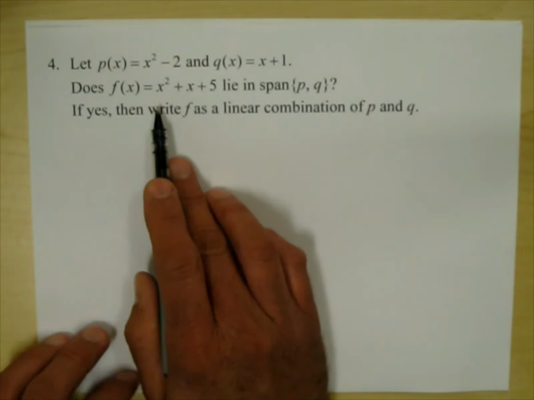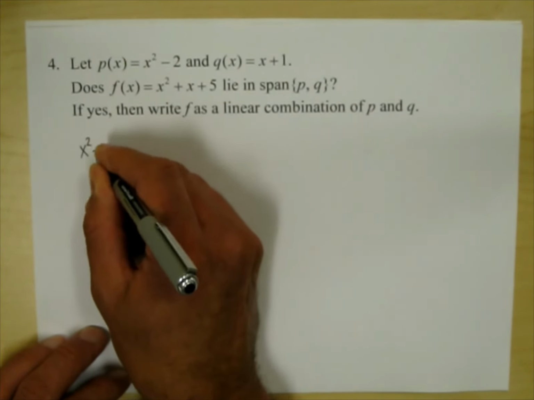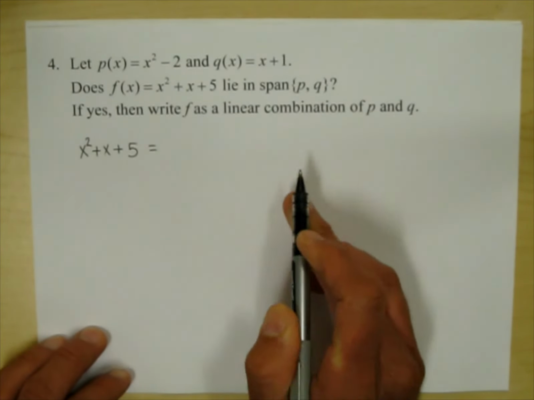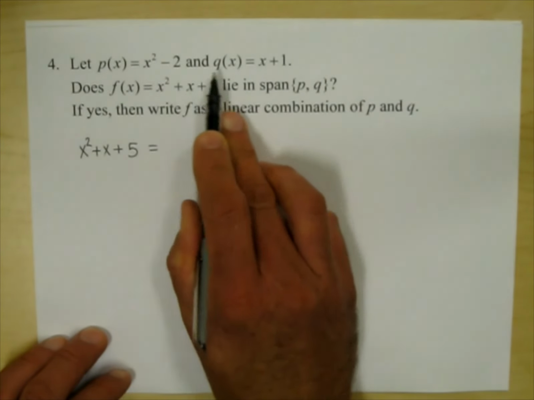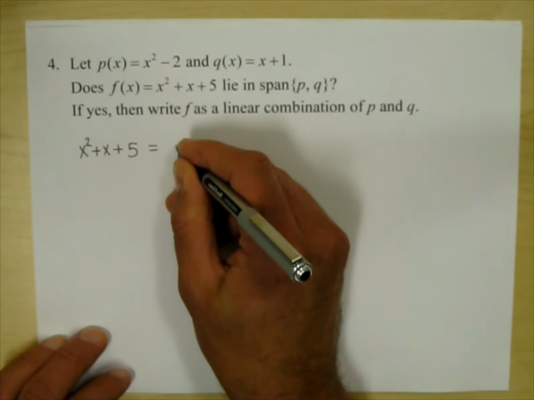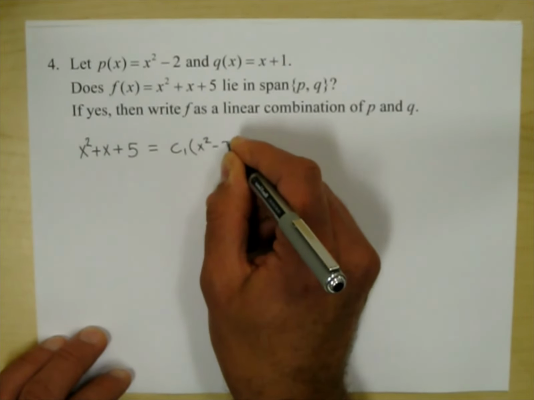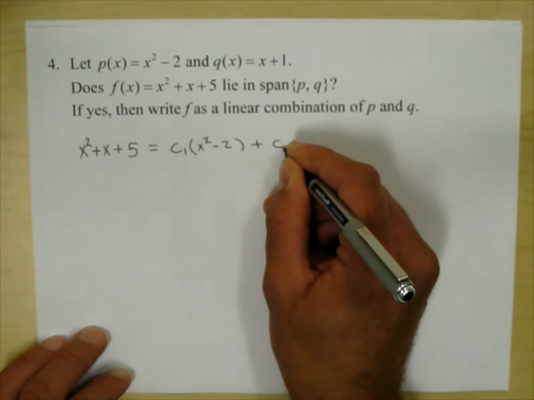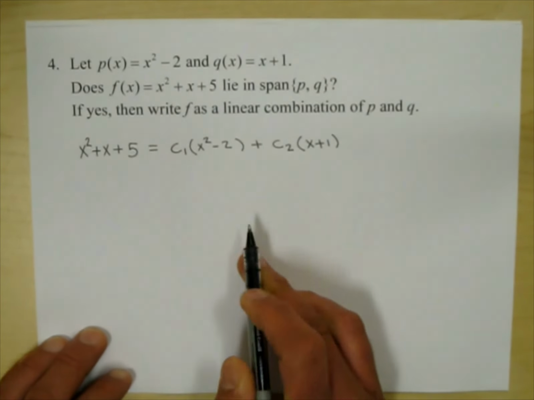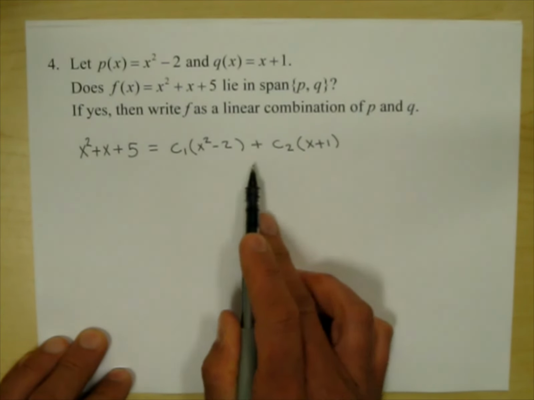So how do I start this? I start it like this. I write x squared plus x plus 5. And it asks, does it lie in the span? What is the span of these guys? Well, the span is all linear combinations of p and q. How do I write linear combinations? Constant times p plus constant times q. So there it is. Can we find a c1 and a c2 where this will work and we'll be happy?